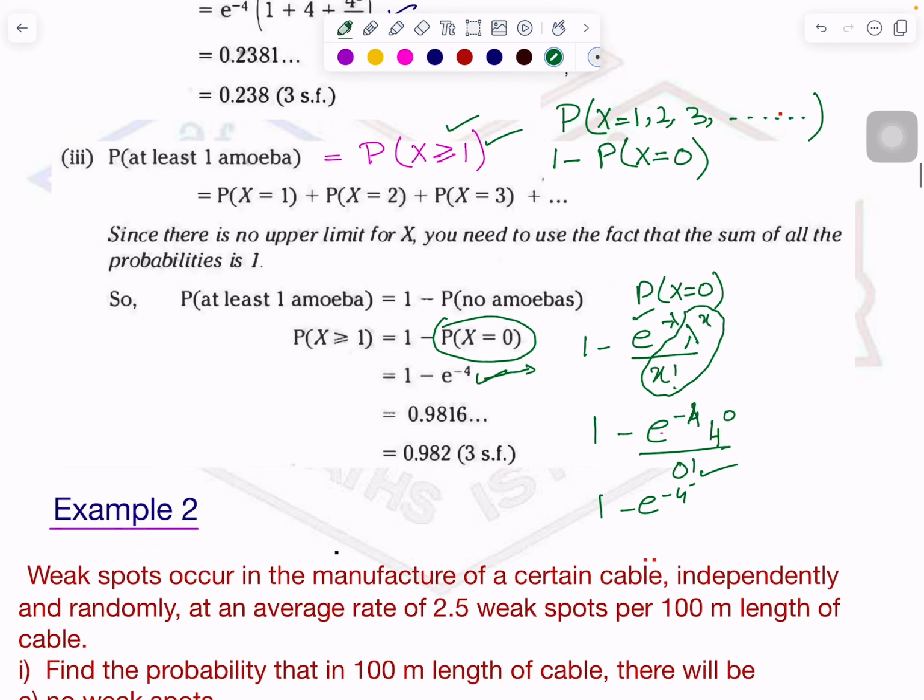Now let's see the last example for this video, and then we will continue in video number 2. So again we are calculating simple probability.